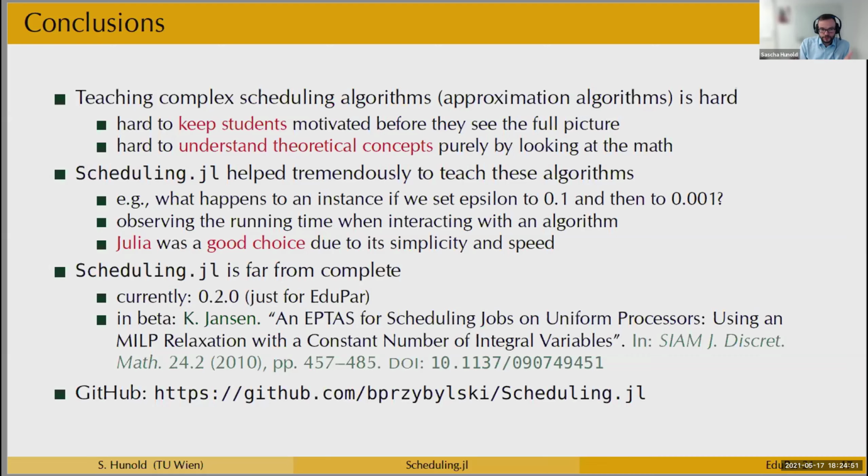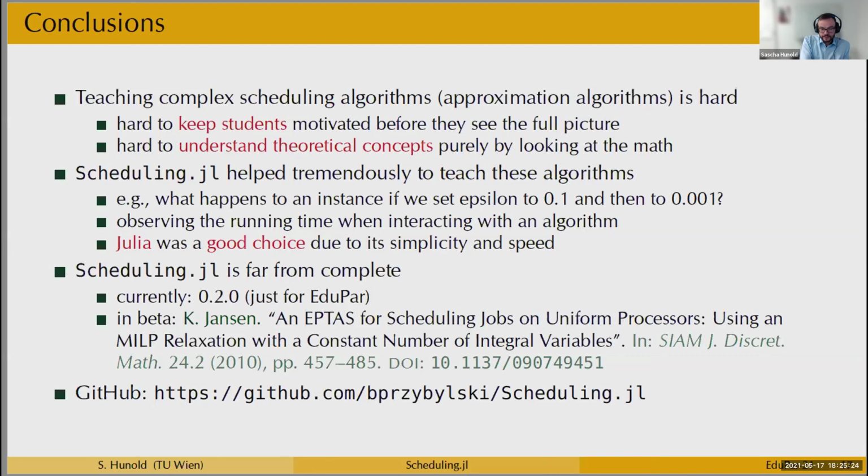I mean, to keep students motivated all the time, and before they actually see the full picture, you have to introduce lots of notation. And especially, it is hard to understand these theoretical concepts just by looking at the math. They look at it and say, yeah, it makes sense. Yeah, you come up with this bound. But when you then try to talk to them, especially in the exam, and ask what's the actual idea of that algorithm? They have no clue. They can do the math, but the structure of the problem is not there.